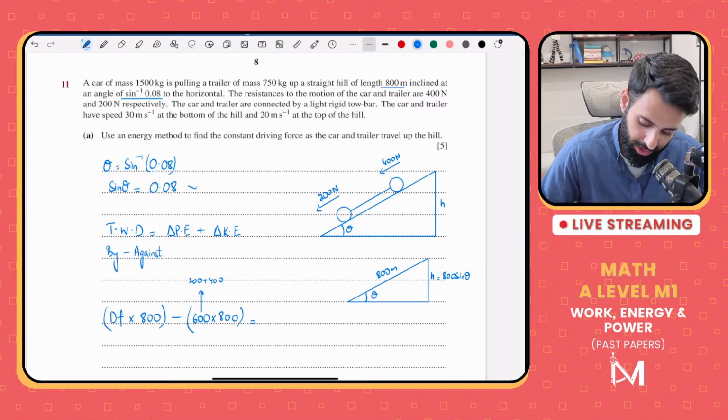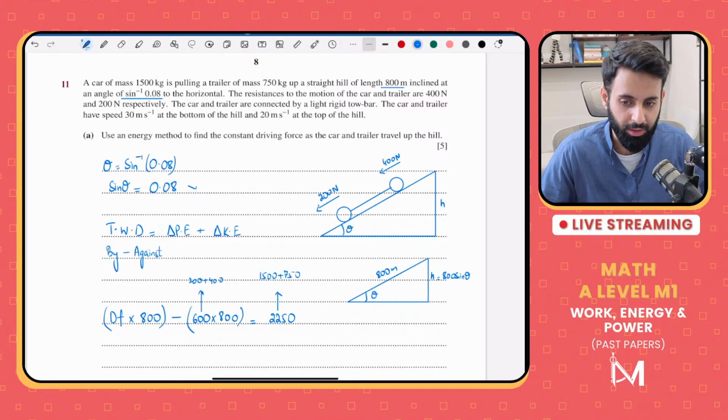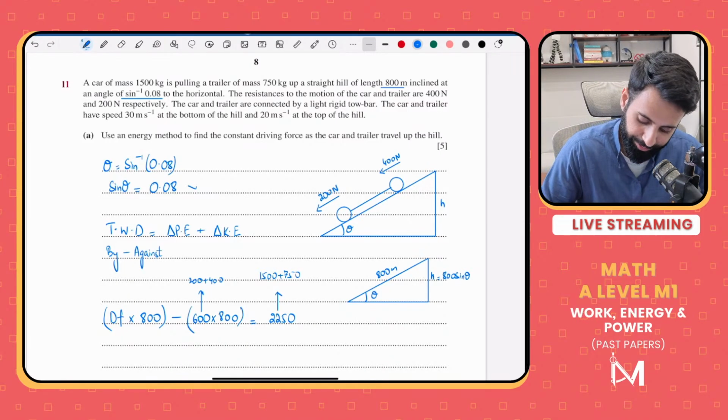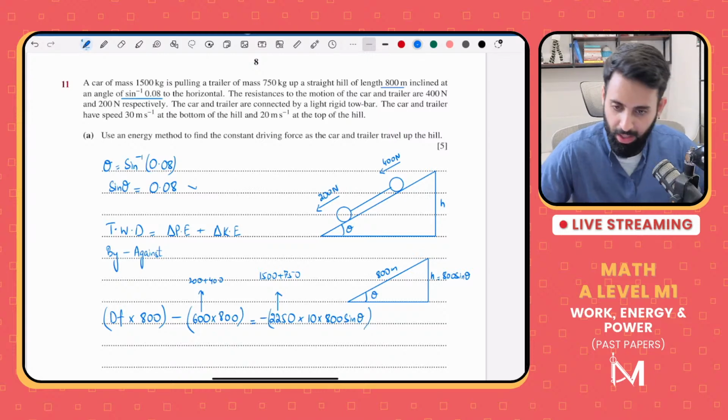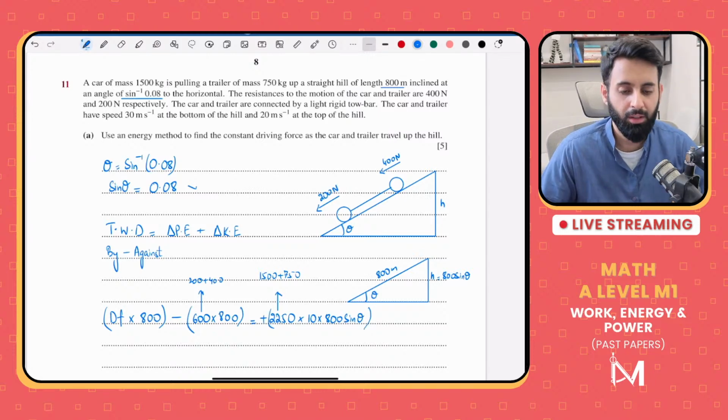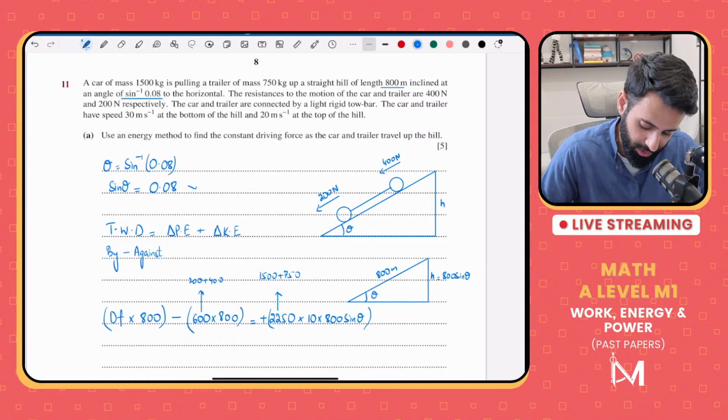Now how would you calculate change in potential energy? That would be mgh. Now what would be the mass? The mass would be 2250. And if you're wondering where this 2250 came from, that's basically 1500 plus 750. So we've just combined them, because they're both going to be moving together, so they're moving at the same speed. Into g, which is equal to 10, into h, which is equal to 800 sine theta. And this will overall have a positive value. Why? Because it's going up the plane, therefore there will be an increase in potential energy.